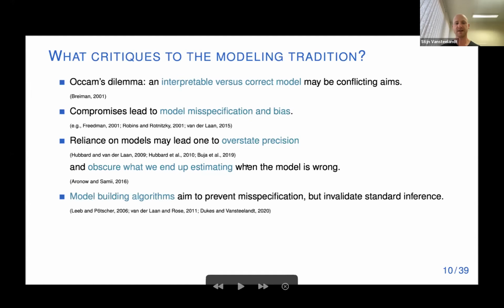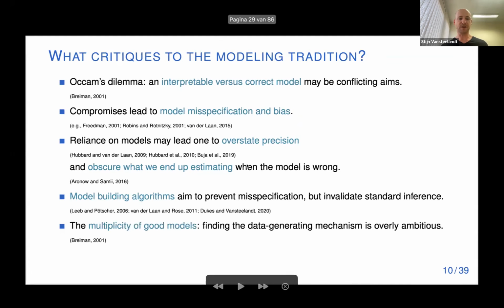Model building algorithms and variable selection strategies aim to prevent misspecification, but at the same time they invalidate standard inference, because it's often tricky to acknowledge the uncertainty that those algorithms bring. And the final point I wish to raise is what Breiman called the multiplicity of good models: the fact that finding the data generating mechanism is often overly ambitious, because there may be many, very different models that fit the data reasonably well.